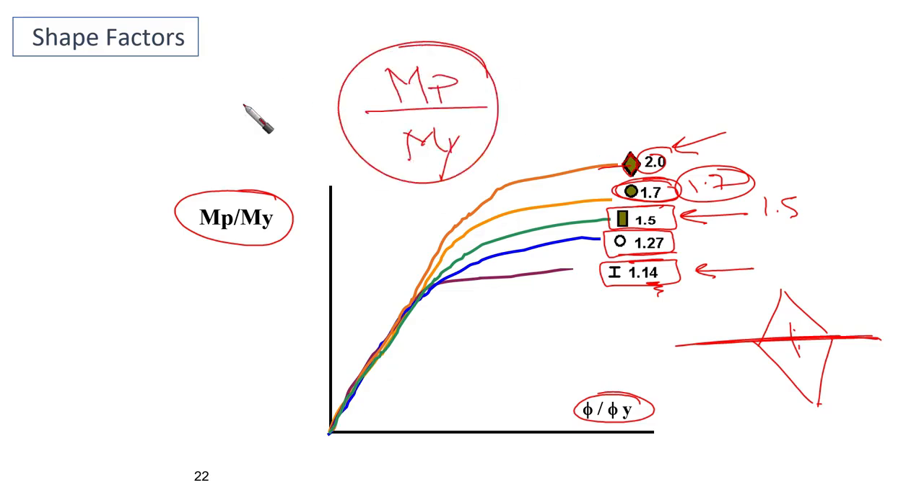So this means that if I ask you a question here, which shape is the best in terms of M plastic, then of course this shape. Okay, and the I section is going to be the least one.